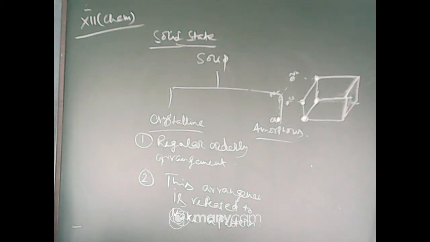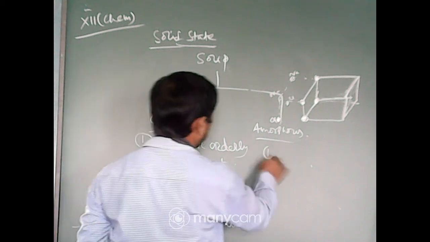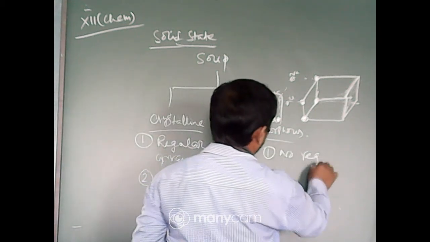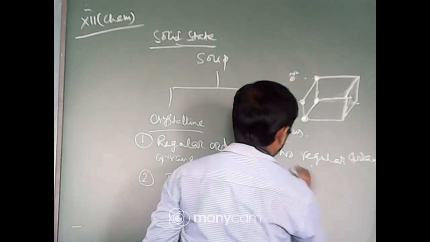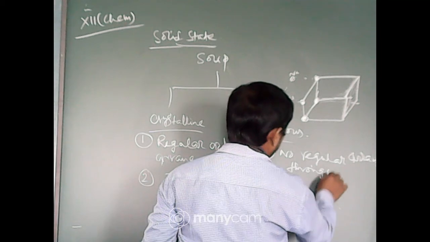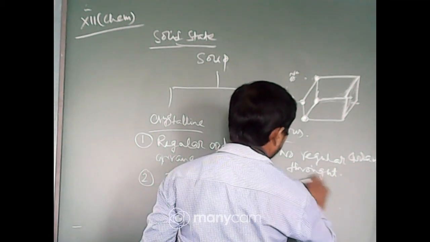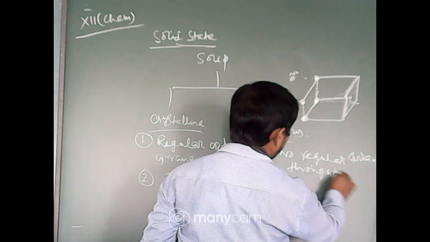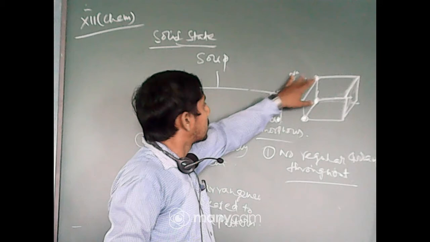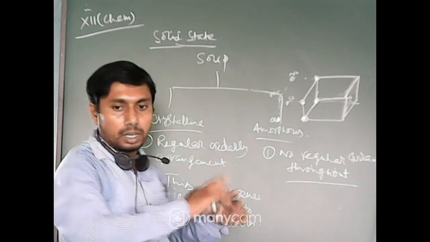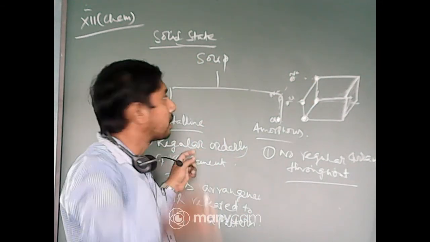Next, coming to the other one, the amorphous solid. Here the constituent particles do not possess a regular arrangement throughout. No regular arrangement throughout. What does it mean by throughout? In a crystalline solid, sodium, sodium, sodium, a huge number of chain is there.